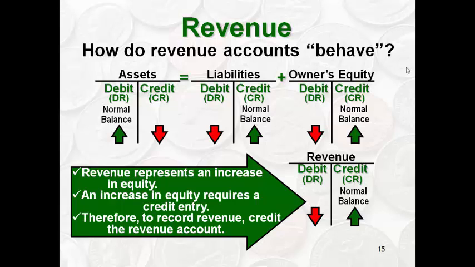So revenue represents an increase in equity. An increase in equity requires a credit entry. Therefore, to record revenue, credit the revenue account. So that's the most important thing to take away from this, is to record revenue, we credit the revenue account, whatever that may be called. Many times it's called, say, fees earned. So we would credit that account.